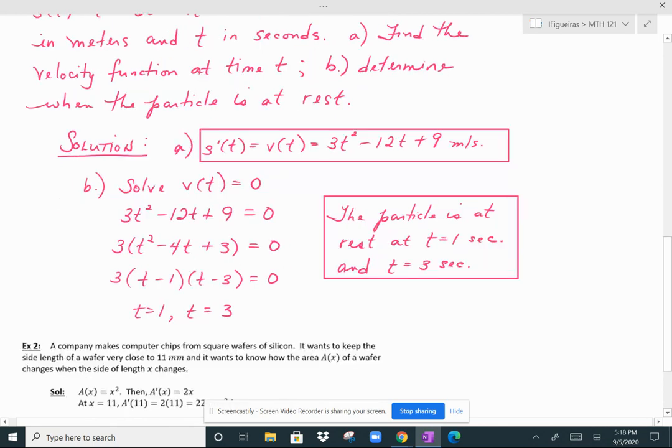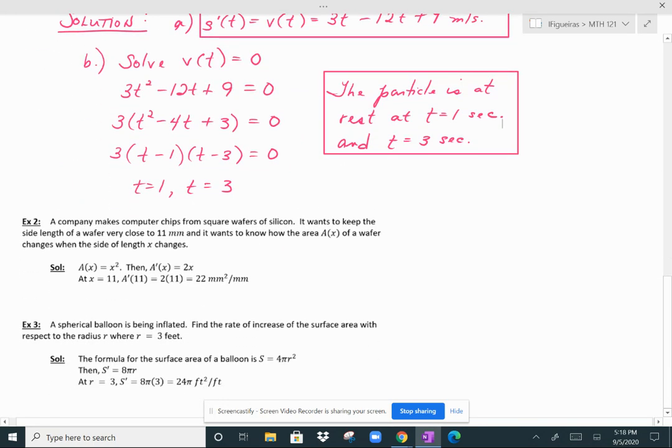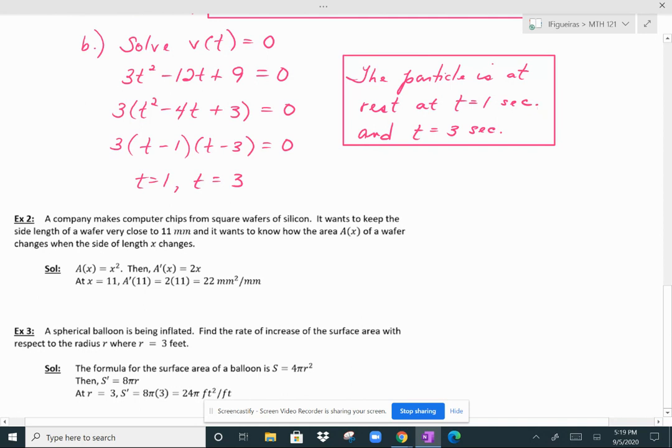Okay, so let's do another example. A company makes computer chips from square wafers of silicone. It wants to keep the side length of a wafer very close to 11 millimeters. And it wants to know how the area A of x of a wafer changes when the side length x changes. So we want to know the instantaneous rate of change of area when the side changes.